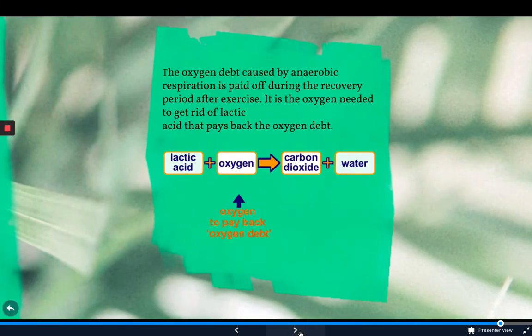The oxygen debt caused by anaerobic respiration is paid off during the recovery period of the exercise. It is the oxygen needed to get rid of lactic acid that pays back the oxygen debt. So lactic acid reacts with the oxygen that we have taken in during the rest time, so it can be broken down to carbon dioxide and water. So the oxygen debt is actually paid off.